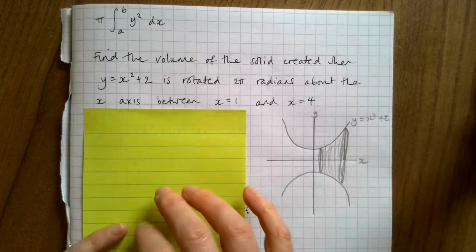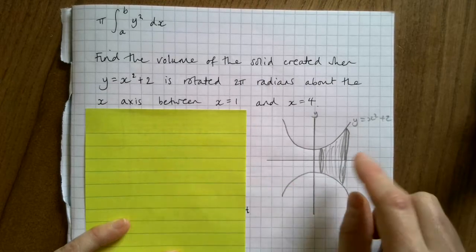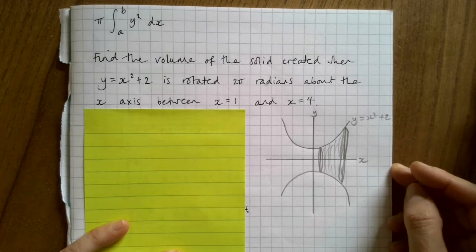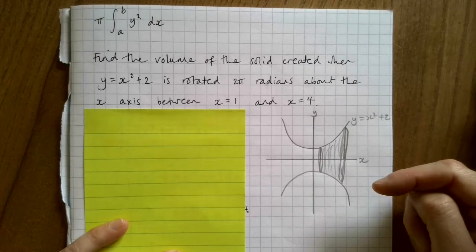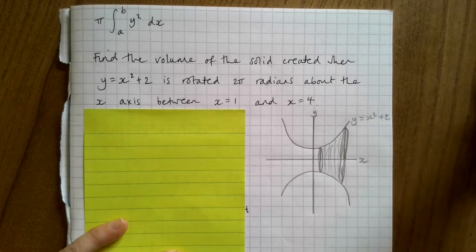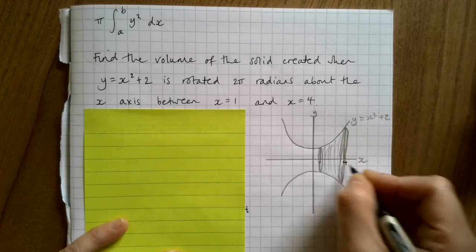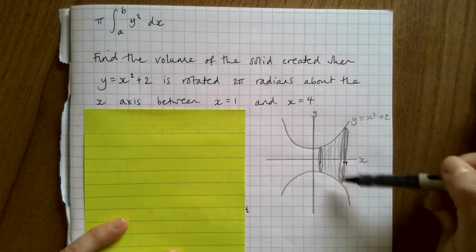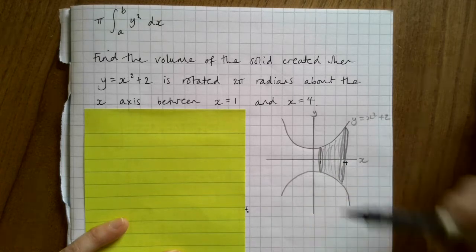So the example that we're going to have a look at, I've put the formula up there just to remind us, is if we wanted to find the volume of the solid created when y equals x squared plus 2 is rotated 2 pi radians, so a full rotation, about the x-axis between x equals 1 and x equals 4. Now, I've done a little sketch here. You don't have to do that, but it's always nice just to visualise what we're working out. So we're working out the volume of this sort of trumpet bell type shape here.